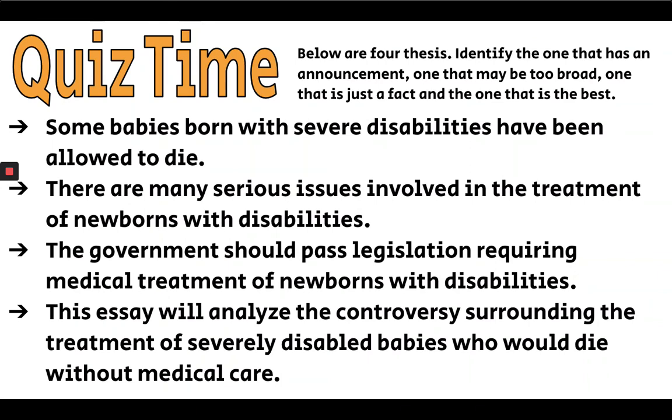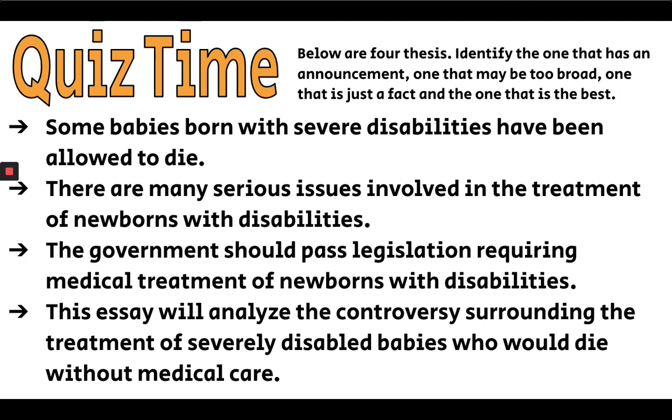So, as you see here, there are 4 statements that are different kinds of thesis statements. One is a nice, solid thesis statement. One is just the facts. One has an announcement in it, and one is a little too broad. And so, what I want you to do is, you can pause this video, figure out which one is which. Which one is the announcement, which one is the too broad one, which one's just the fact, and which one is the best one. So pause the video, and then I'll give you the answers.